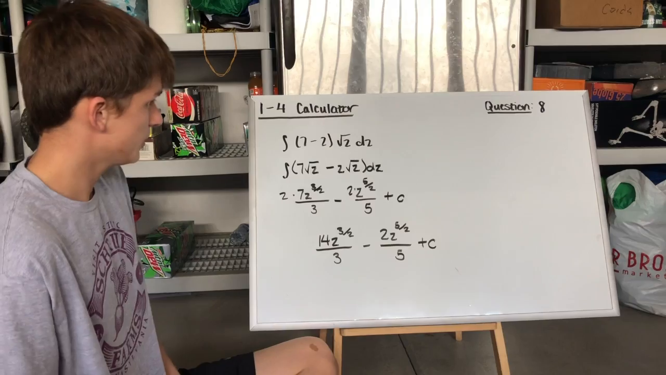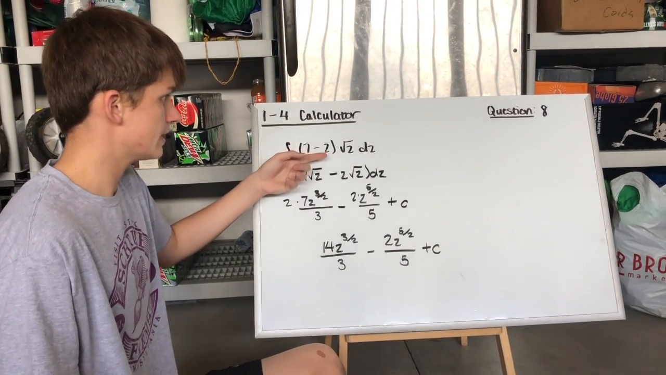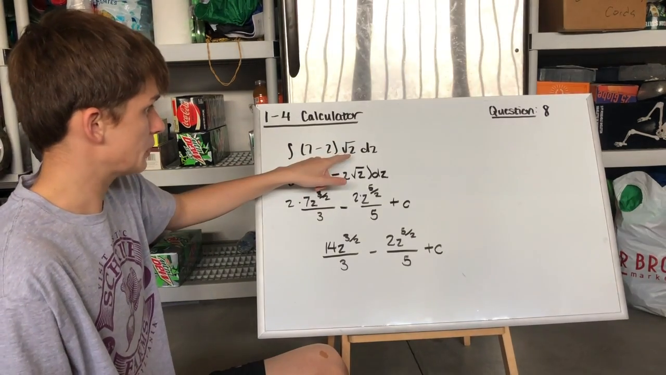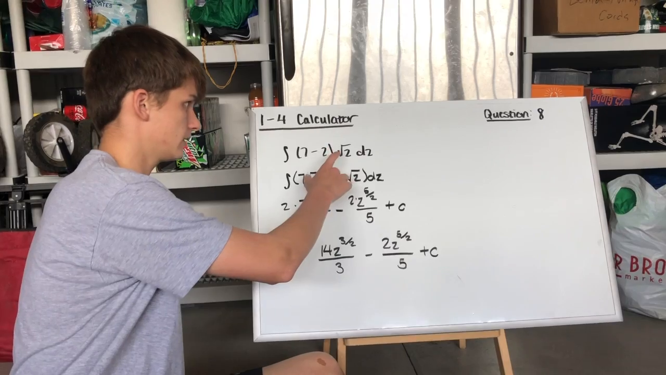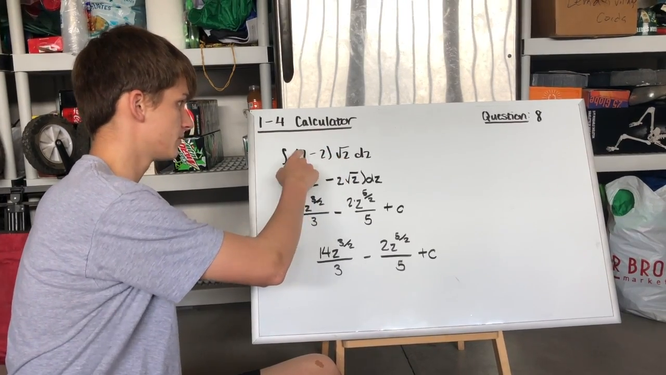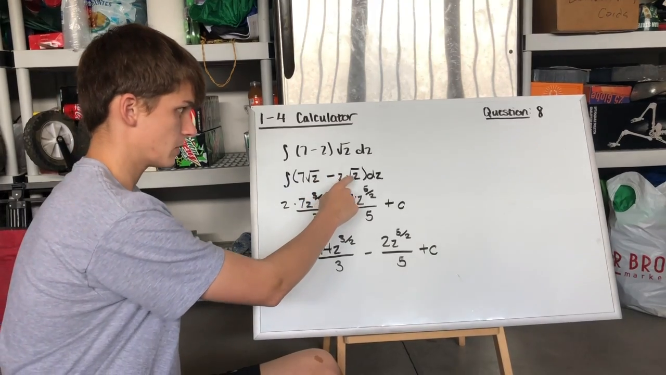On question 8, we have to solve the integral of (7 minus z) times the square root of z dz. To start, you can distribute the square root of z into the parentheses, so you get the integral of 7 square root of z minus z square root of z dz.